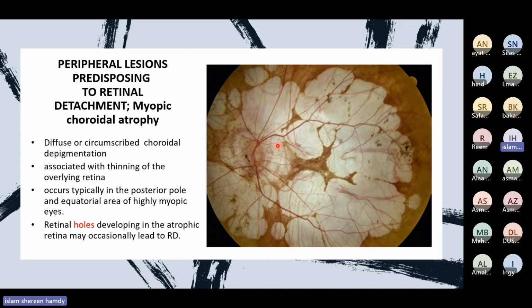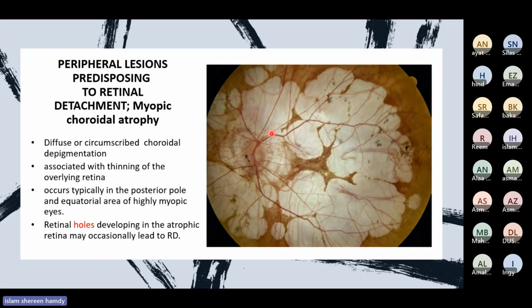Here, it's again whitish, but it's more described as scalloped edge. So it's like areas that are more rounded or ovoid and not elongated like the myelinated nerve fiber layer. They may occur near or away from the optic nerve. I mean, I'm talking about the myopic chorioretinal degeneration, and the blood vessels are clearly passing over them and not covered by the lesion like the myelinated nerve fiber layer.